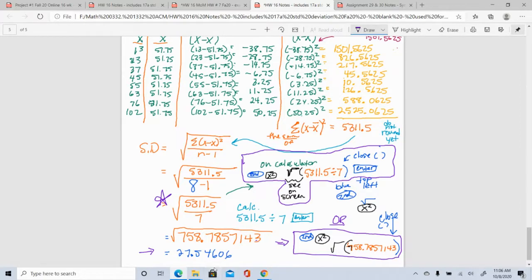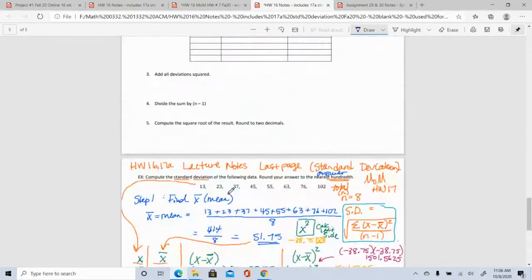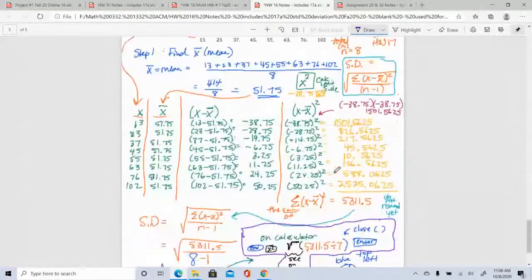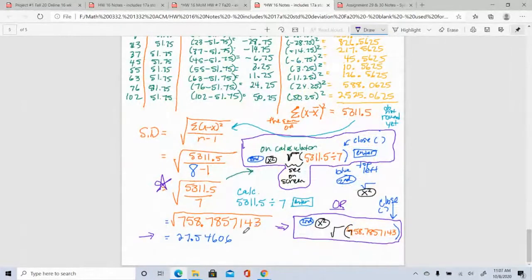Now we needed to round this. So we're kind of through, but not through. We need to round it. So what did it say? Round to the nearest hundredth place. So which number is in the hundredth place? Somebody needs to tell me.